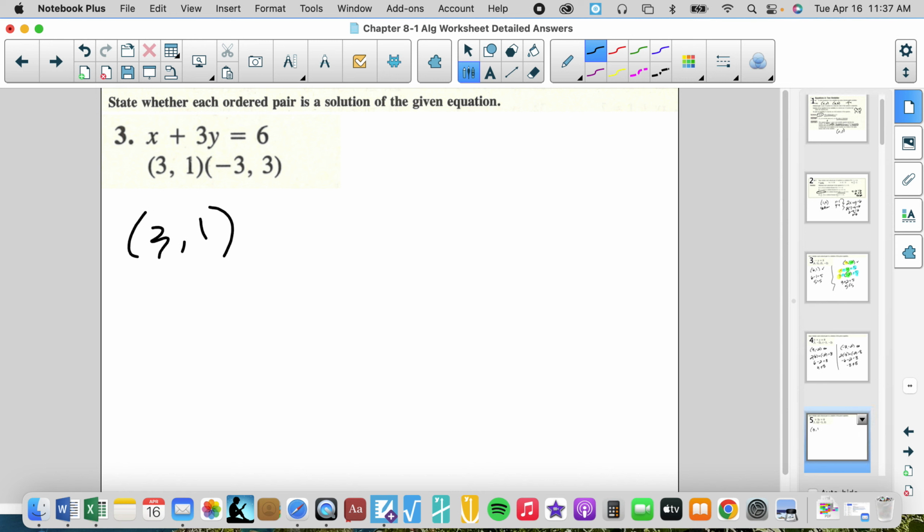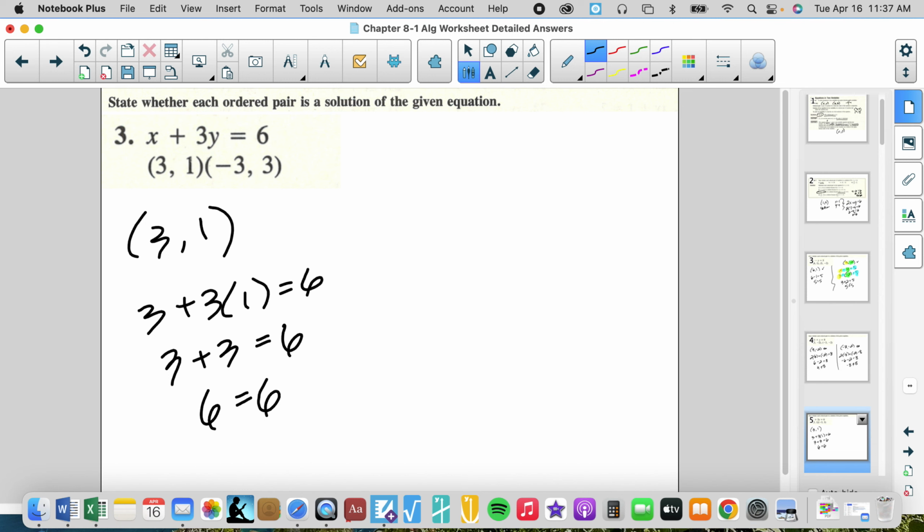3 comma 1. Let's plug in 3 for x plus 3 times my y value equals 6. We're going to multiply before adding, and then we're going to add. We're going to simplify the side. We're not moving things anywhere. So that is yes, that is a solution.